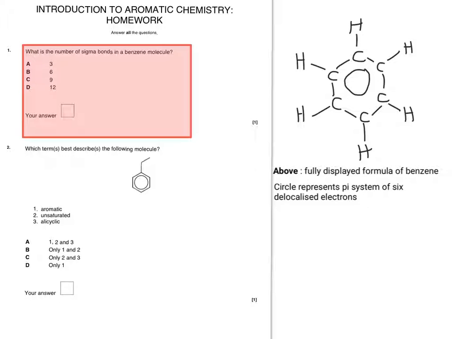If you now consider how many single bonds you've got, starting with the carbon to carbon single bonds, you obviously have 6. But if you also think about the carbon-hydrogen bonds, they're sigma bonds as well. So that means you've got a total of 12, which means it must be answer D.